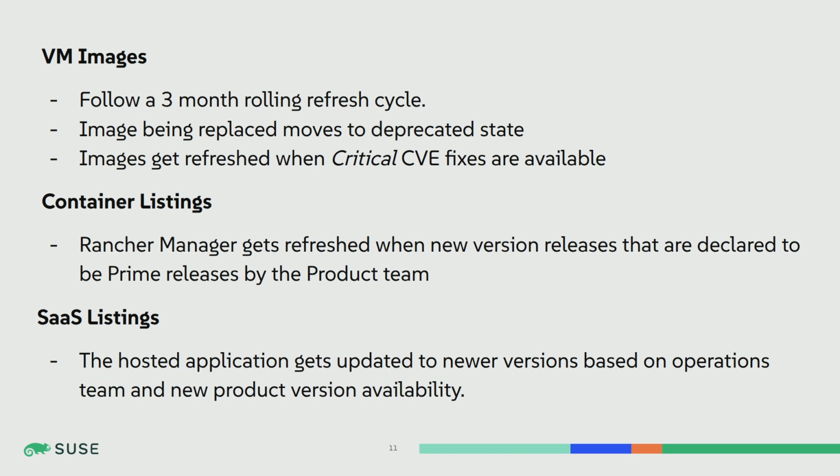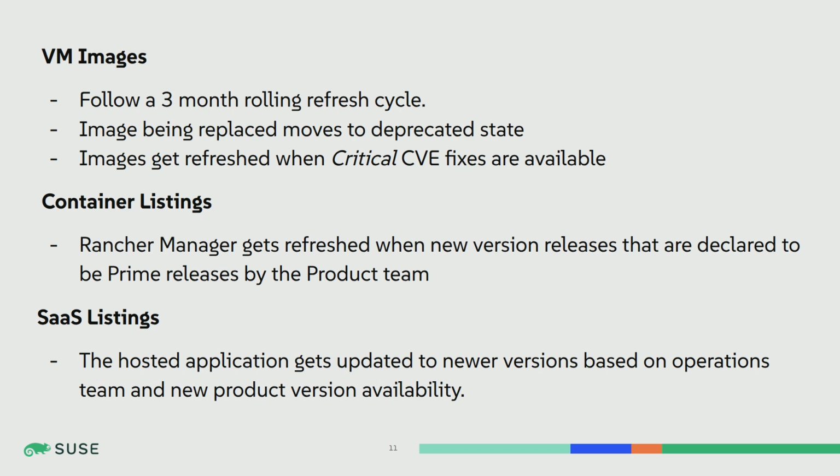Let's say we release an image on March 1st. If there's no security issue in between, then the next image would be released on June 1st. That's a 3-month rolling refresh. If, let's say, on May 1st we have a CVE, then that 3-month clock resets and we start counting at 0 again, right?